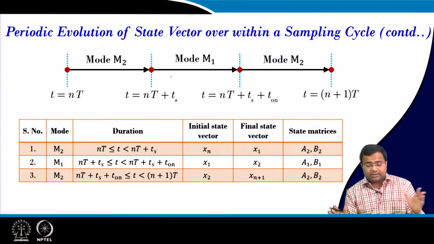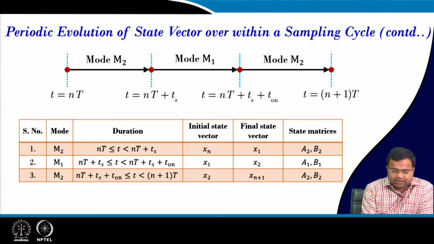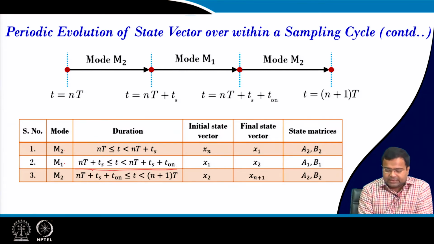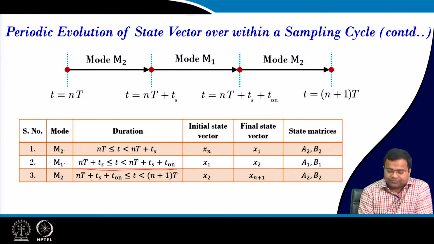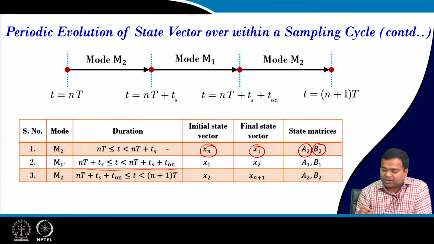So, for the total duration, first comes M2, then M1, then M2. So, it will be for the duration nT to nT plus Ts, then the duration between nT plus Ts to nT plus Ts plus T1, and then nT plus Ts plus T1 till (n plus 1)T. And for this mode, Xn is the initial state, X1 is the final state and the matrices corresponding to the off state are A2 and B2.